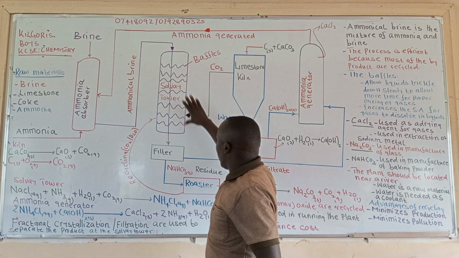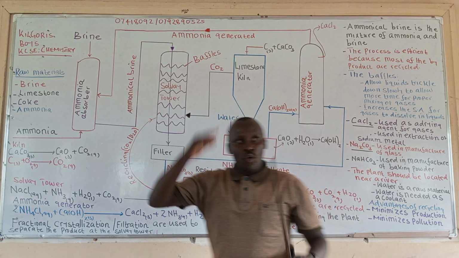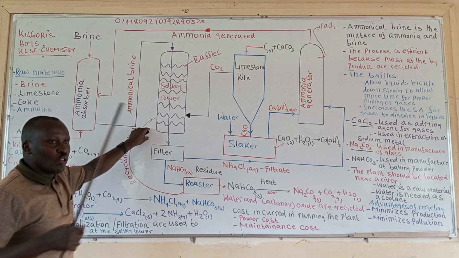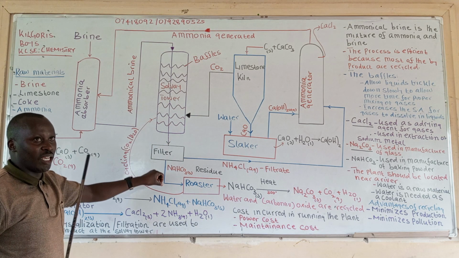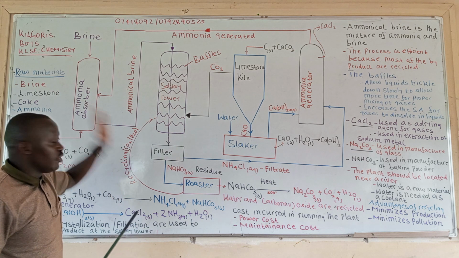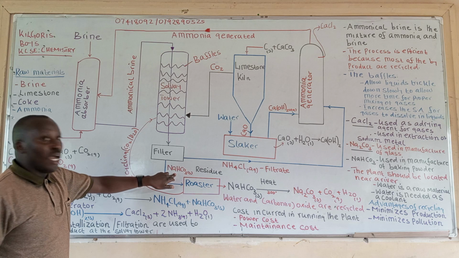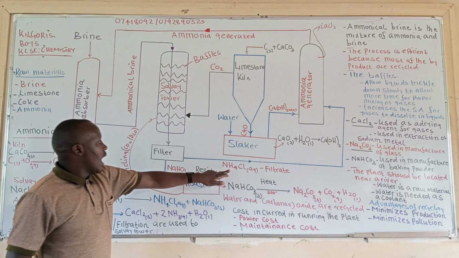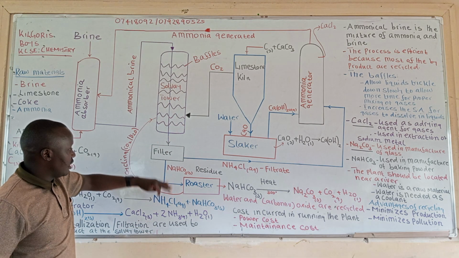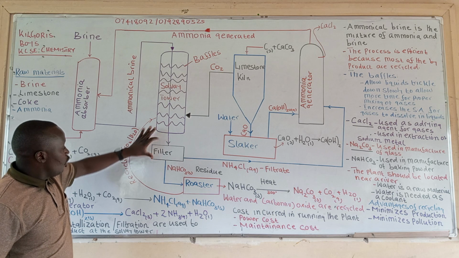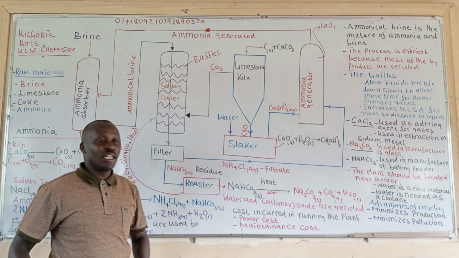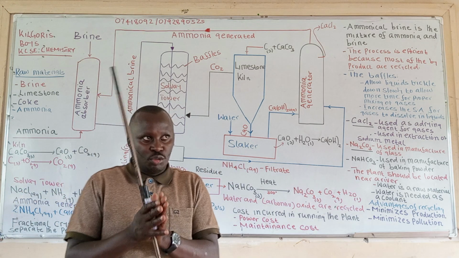At the lower part, we have the ammonium hydrogen carbonate from the top. It now combines with sodium chloride. The sodium chloride combines with the ammonium hydrogen carbonate to form a mixture of sodium hydrogen carbonate and ammonium chloride. That mixture comes out here. This mixture of sodium hydrogen carbonate and ammonium chloride can be separated using two methods.